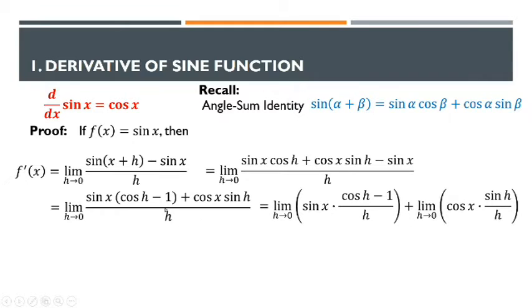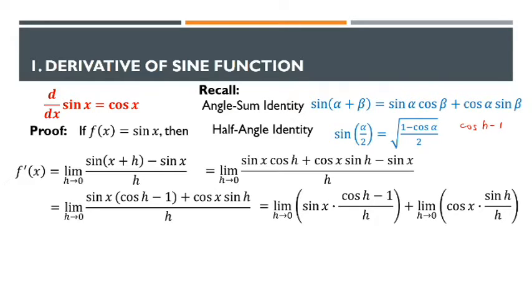This is equal to taking the limit of sine x cosine h minus 1 all over h. So yun na siya. Plus the limit of cosine x sine h over h. So both terms can have a denominator h. So let's recall the half angle identity. Sine of alpha over 2 is equal to square root of 1 minus cosine alpha over 2. This numerator can be 1 minus cosine alpha. So we have cosine h minus 1 is equivalent to negative of 1 minus cosine h.